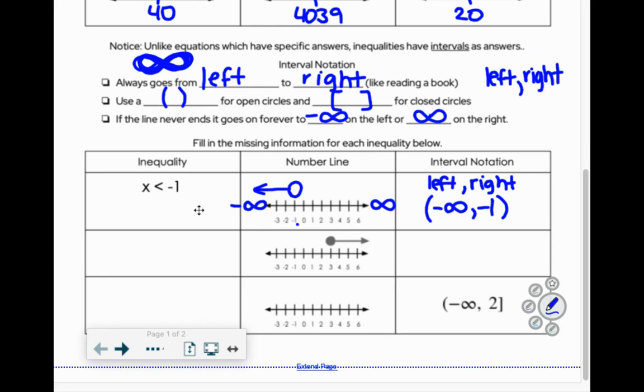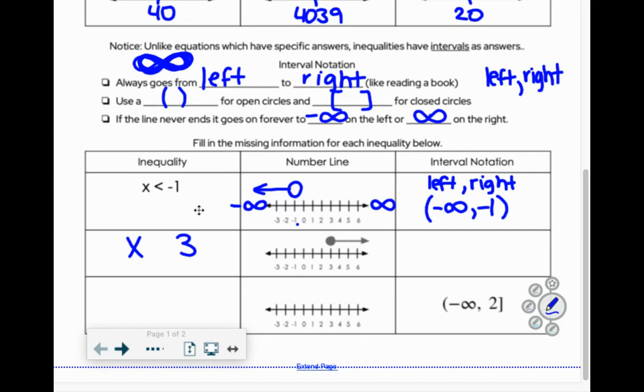Okay, next one, we're going to go with the inequality first. Always start your inequality with x and the number. Because now you've got half of it. You just have to decide, is it going to the left or to the right? Is that greater than or less than?